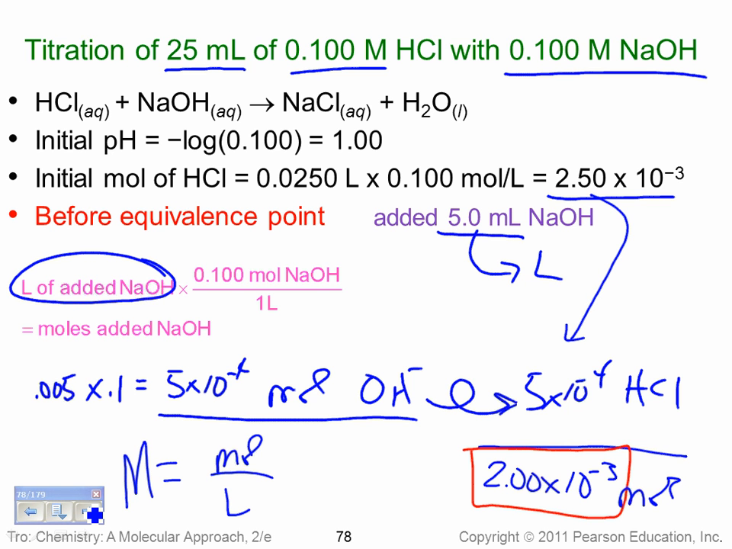Okay, I've got to change it to liters. And it's good to recognize that now my volume is 30. Started at 25, and I added 5 milliliters of hydroxide, so now I'm up to 30 milliliters total volume. So 2.00 times 10 to the minus 3 divided by 0.030, that's 30 milliliters in liter form. I divide those two: 2 times 10 to the minus 3 divided by 0.03. Okay, so the molarity is 0.067.